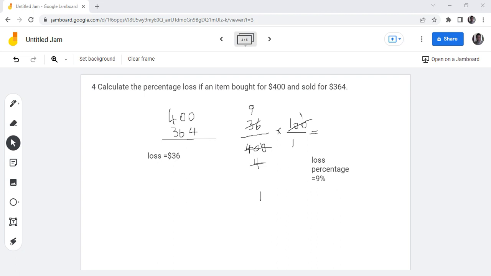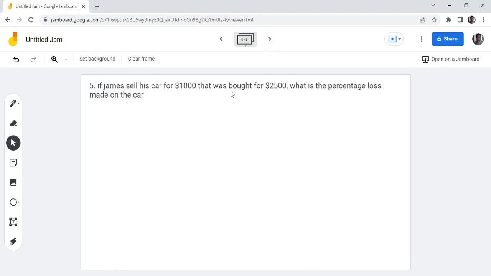Okay, so moving on to the next one. If James sells his car for 1,000 that was bought for 2,500, what is the percentage loss made on the car? So we're going to have our 2,500. You can go ahead and work the problems in your book also to see if it's the correct answer I'm giving.